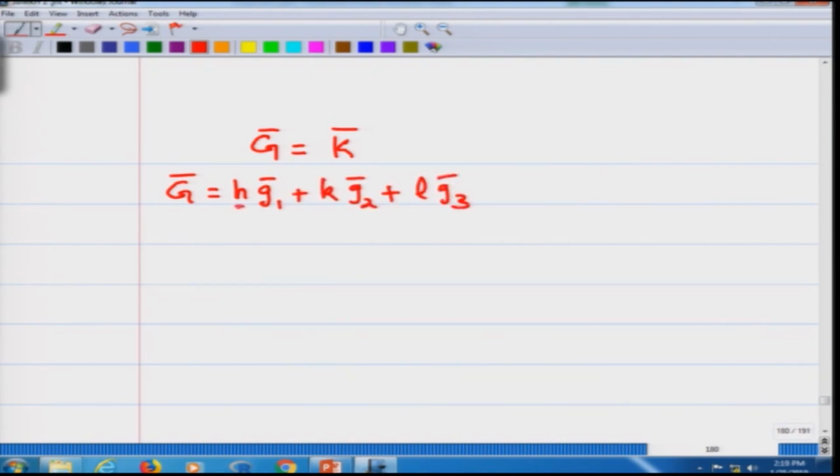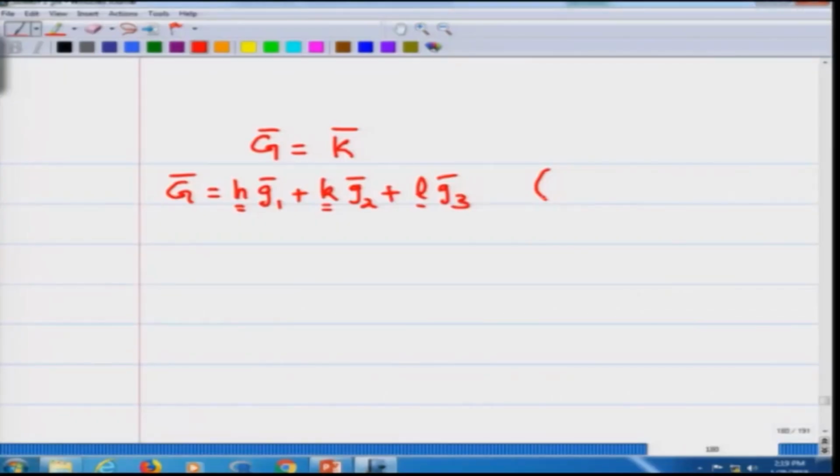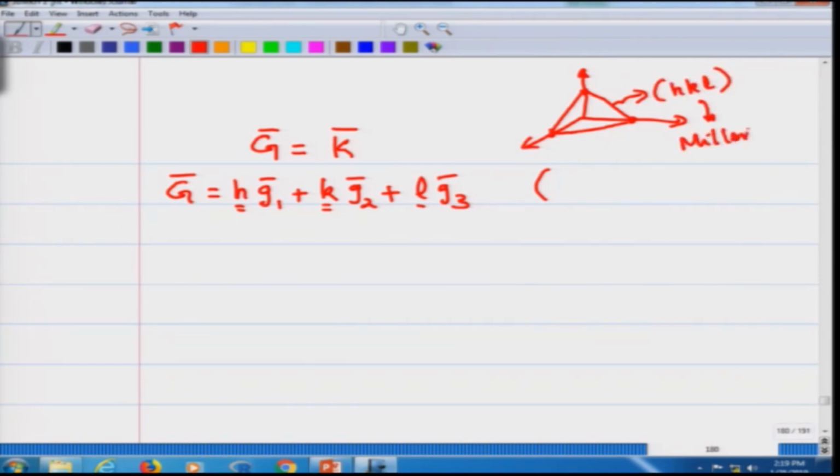Now, you might be wondering why I am giving these indexes H, K and L, because if you look at my lectures on crystals, you recall that atomic lattice planes in real space were indexed by something called Miller's indices, which were given by this combination of integers H, K and L.